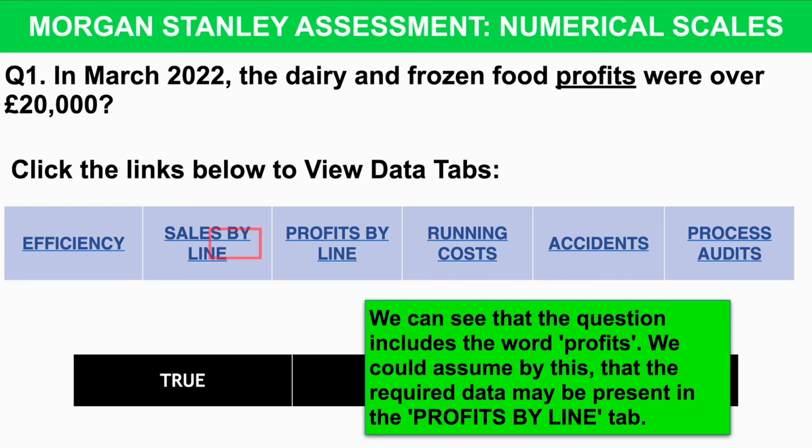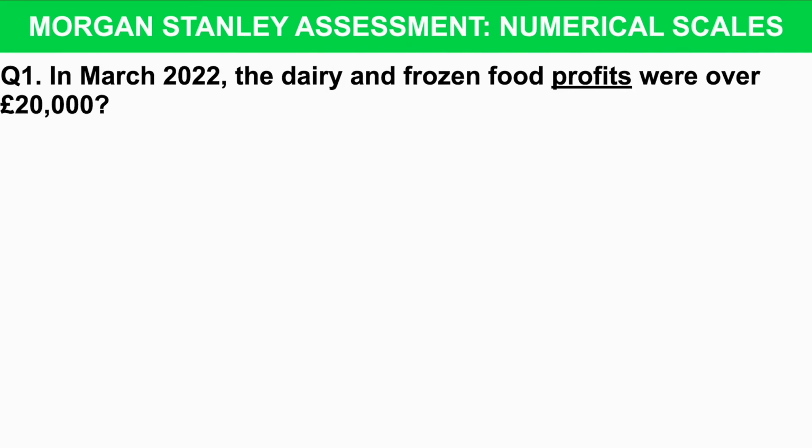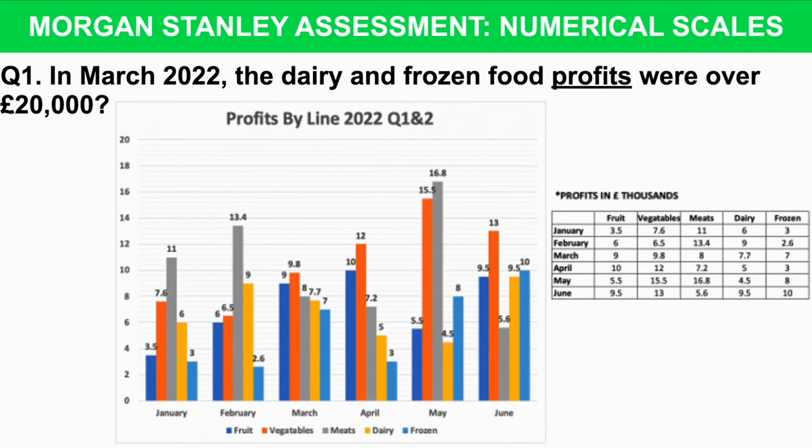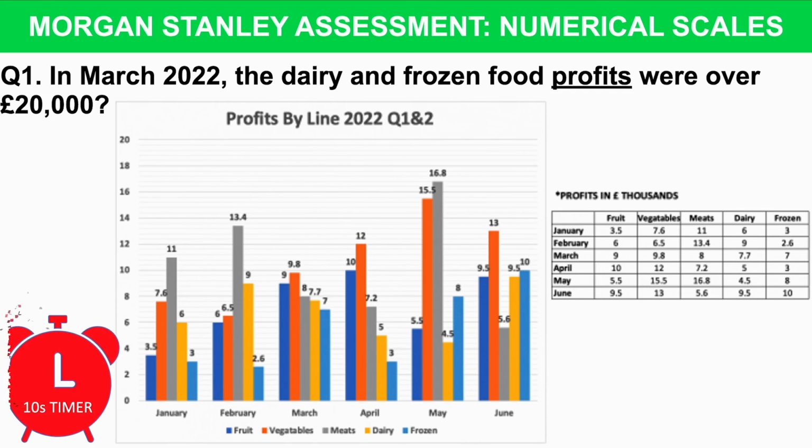Well, we can see that the question includes the word profits. So we could assume by this that the required data may be present in the profits by line tab. So if we click that, let's see where that takes us. Okay, so by clicking the profits by line tab, we are presented with this graph and table. I'll give you 10 seconds here on the timer to see if you can work this out. Let's go.